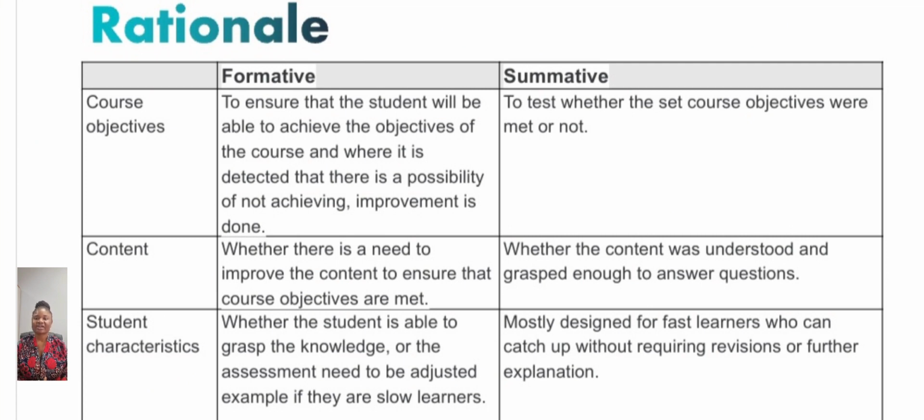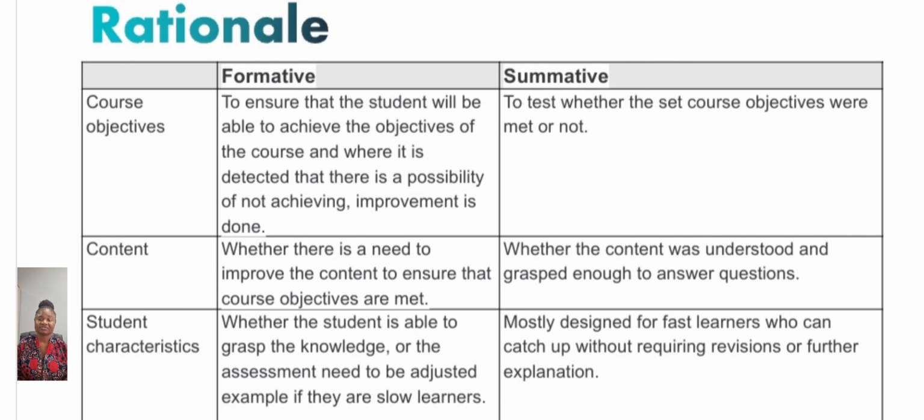Now, when it comes to student characteristics, the formative rationale is whether the student is able to grasp the knowledge or the assessment needs to be adjusted. Example, if they are slow learners. So an adaptive approach is then applied in terms of formative when it comes to the characteristic of the student. So once an assessment is done, an adaptive approach is then done. Is this perhaps a slow learner that one actually needs to adjust the assessment to cater for the characteristic of the student, for example, slow learners?